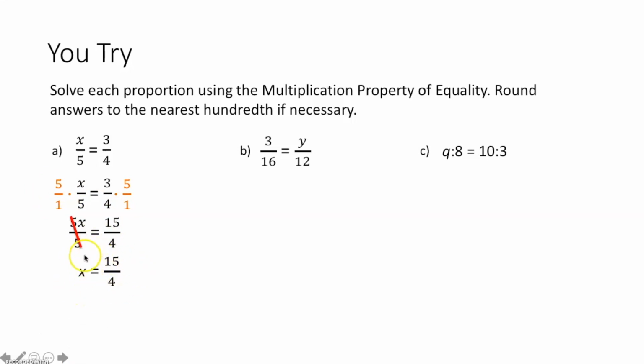Now normally I'd let you leave it like this, but in the instructions it says round answers to the nearest hundredth if necessary, so we need to divide this. We end up getting 3.75.